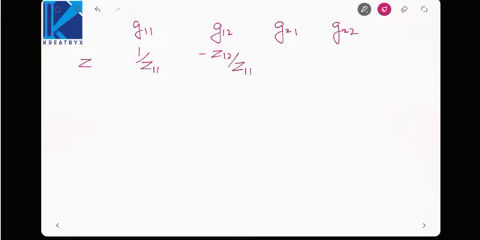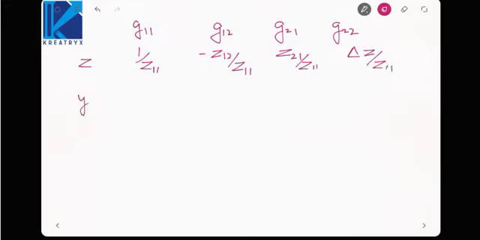Next, we have to determine G parameters in terms of other parameters. That is G11, G12, G21, G22. In terms of other parameters, we have to determine first in terms of Z. In terms of Z, it will be 1 by Z11. G12 will be minus Z12 by Z11. Then G21 will be Z21 by Z11. G22 will be delta Z by Z11.